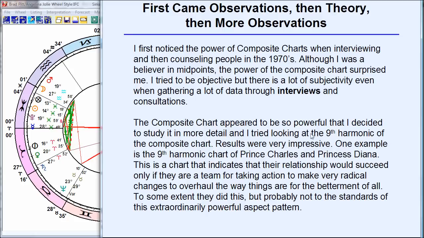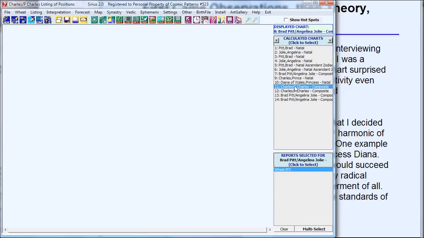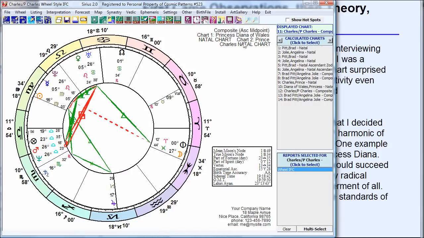So I've been doing this, what I call vibrational astrology, for decades. And every year, this form of astrology gets more and more removed from the normal assumptions about how astrology works as we do the research. So as an example, if we look at the composite chart of Princess Diana and Prince Charles, here's the composite chart.